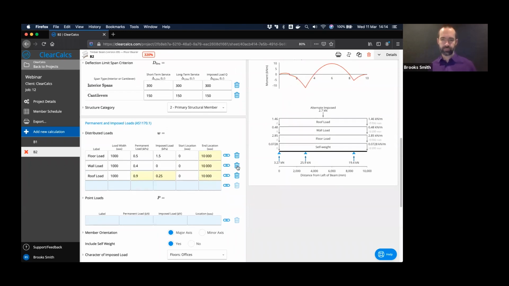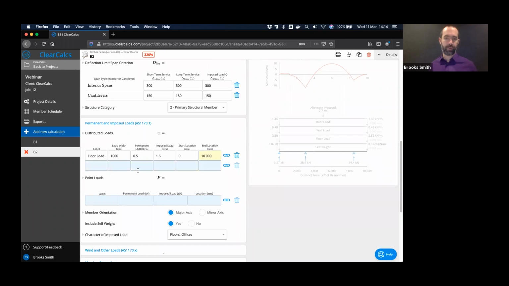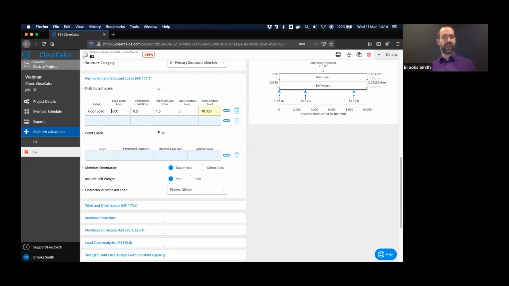We're going to keep our load simple. And we said that load width was going to be 2 meters for our floor load with a 0.5 permanent load and 1.5 imposed load, kPa.